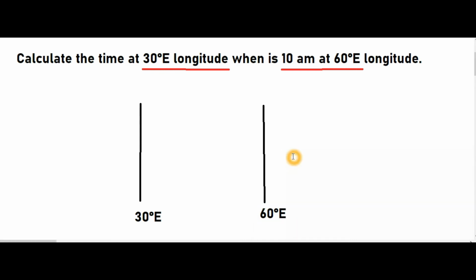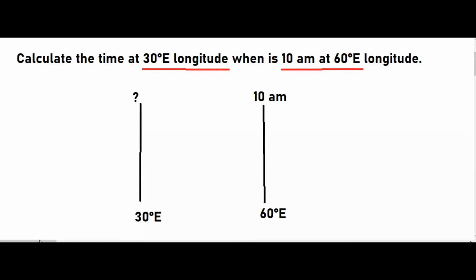And the time of 60 degree east longitude is given in the question, that is 10 am. We should find out the time at 30 degree longitude. So these are the information given in the question. Now what are the steps? Steps are very simple. First of all, we need to find out the difference in longitudes between the two given places. That we can easily find out. Then we have to calculate the time difference by using the rate of rotation. Then we have to see whether that time difference needs to be added or to be reduced from the time of the given place. These are the steps.